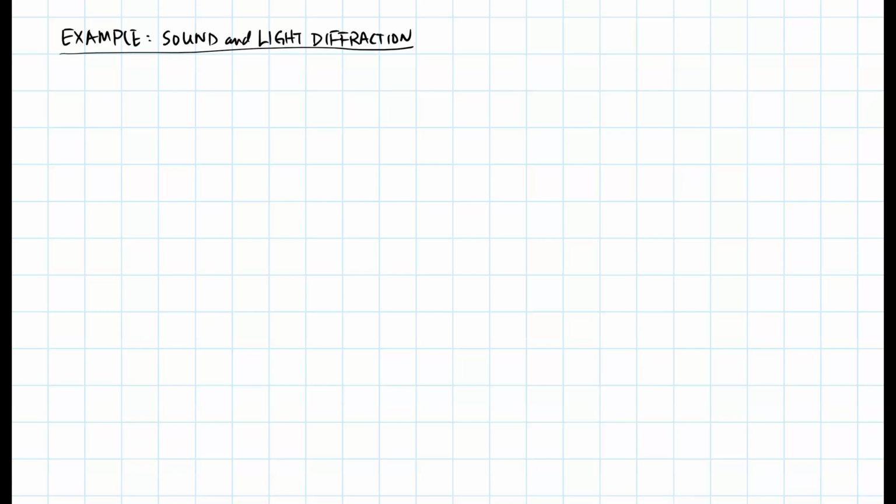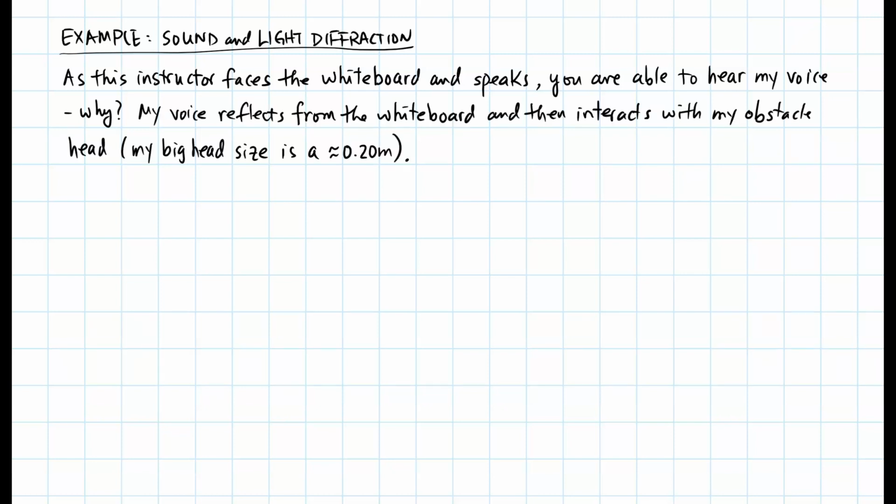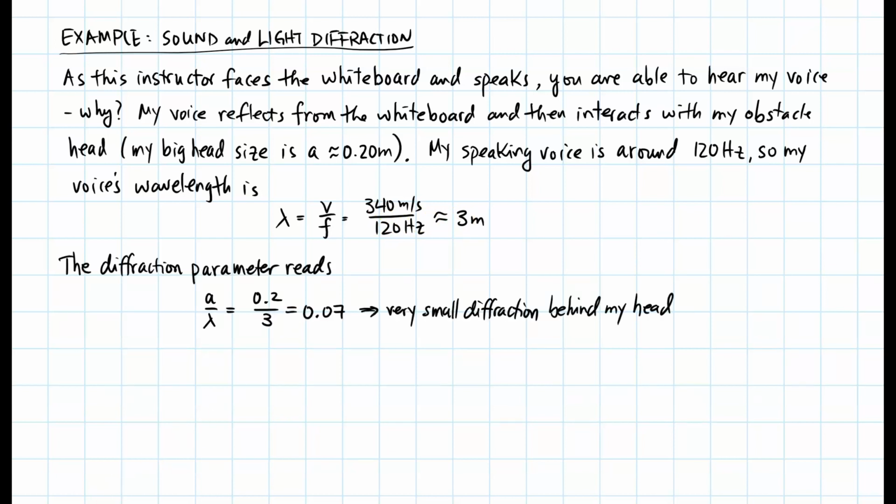Example, sound and light diffraction. As this instructor faces the whiteboard and speaks, you are able to hear my voice. Why? My voice reflects from the whiteboard and then interacts with my obstacle, my head. My big head size is around 20 centimeters. My speaking voice is around 120 hertz, so my voice's wavelength is the velocity divided by the frequency. That velocity is the speed of sound, and I get 3 meters. The diffraction parameter reads that A over lambda is 0.07. This is a very small number, so it tells me that there's small diffraction behind my head.